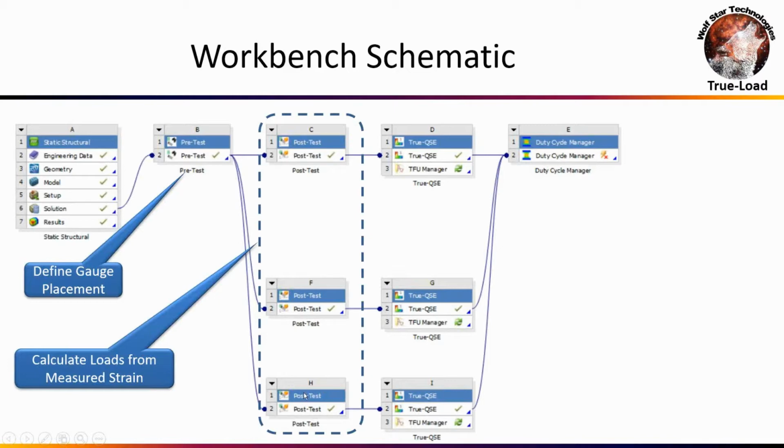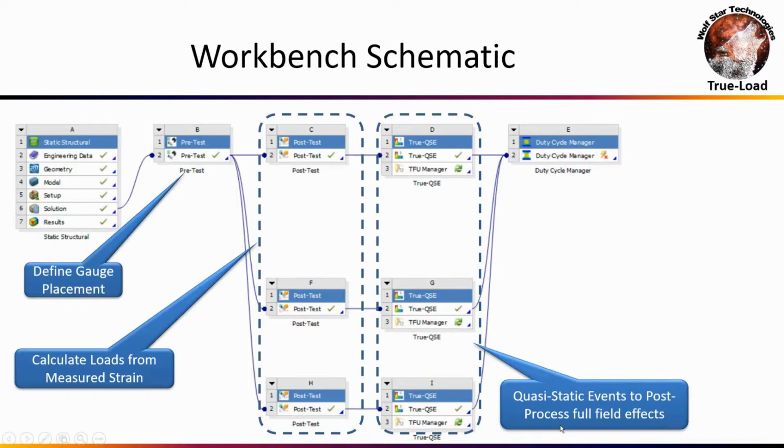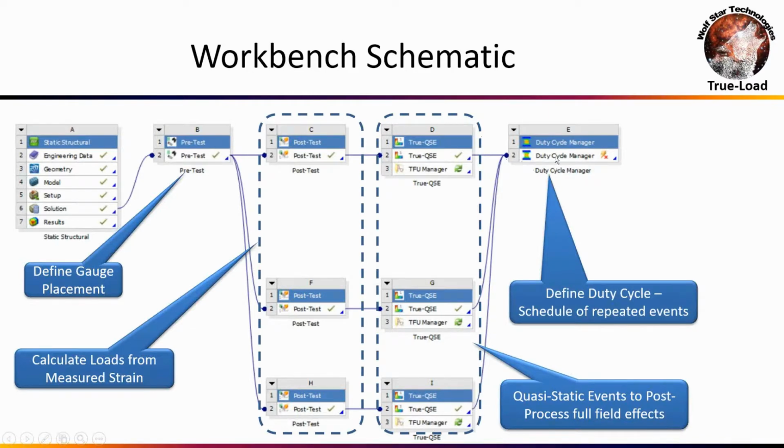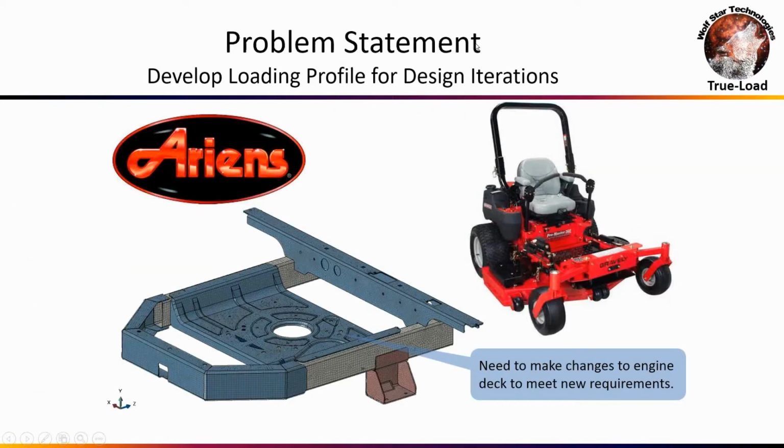Now that we've got the loading from post-test, we can bring in our quasi-static events, and we'll link to each one of these post-tests to generate our operating deflection shapes and query the model however we want. And then if we wanted to set up a duty cycle, we can bring these into our duty cycle manager, where we can say we've got 10 repeats of the first test, 20 repeats of the second test, and maybe 5 repeats of the third. So we make a nice duty cycle here, and the duty cycle manager then sends this all off to our fatigue software to generate fatigue analysis. So this is how it looks in Workbench.